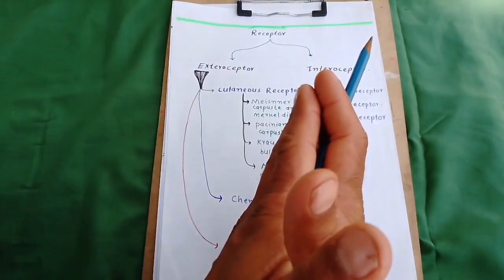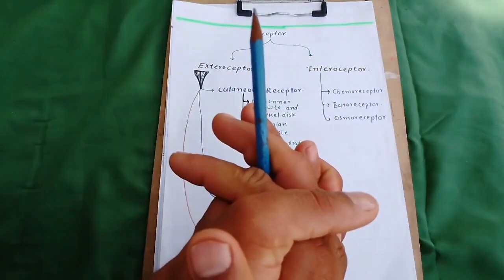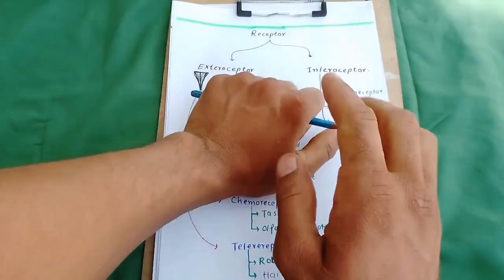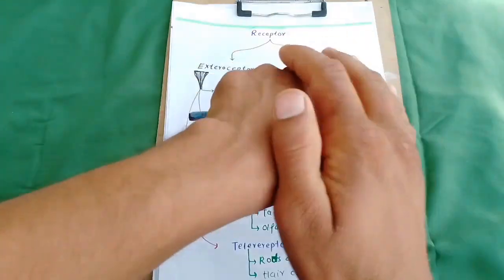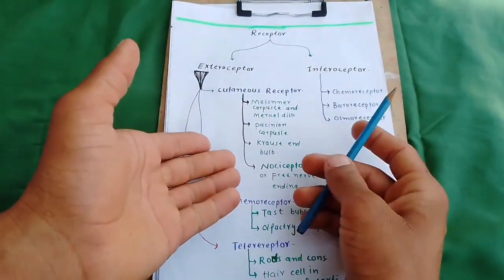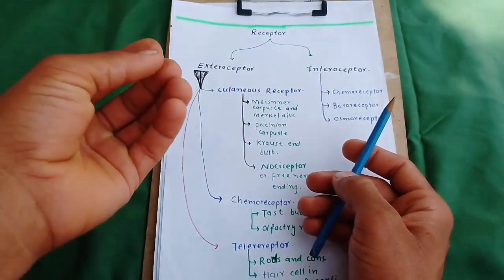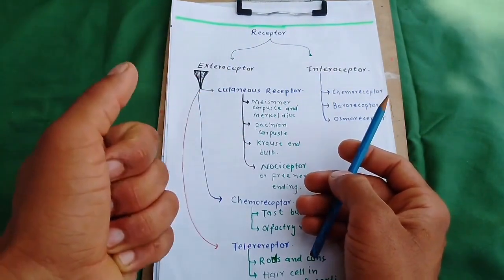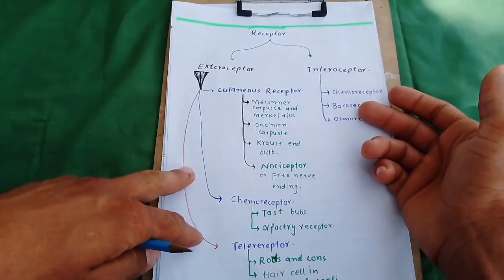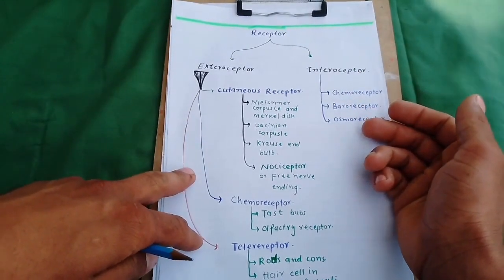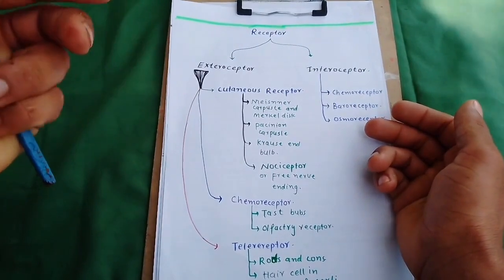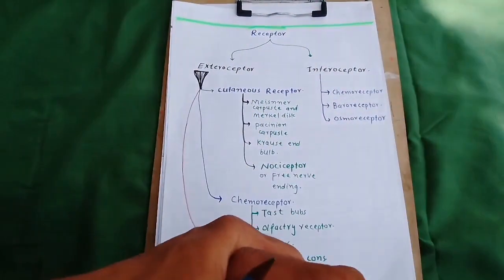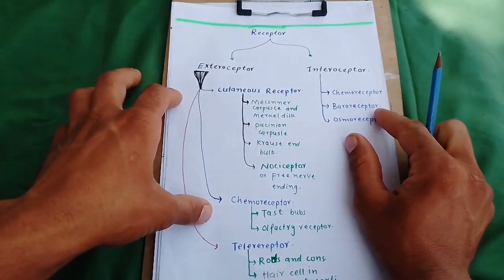Exterior receptors are those receptors which are present outside of the body, and anterior receptors are those receptors which are present inside of the body. Suppose the receptor present on the surface of the skin, the olfactory receptor present in the nose, the taste bud receptor present in the tongue. These are the exterior receptors. But the anterior receptor is present in the blood vessel wall, the heart wall, and the veins wall, etc. So this is all about the anterior receptor.